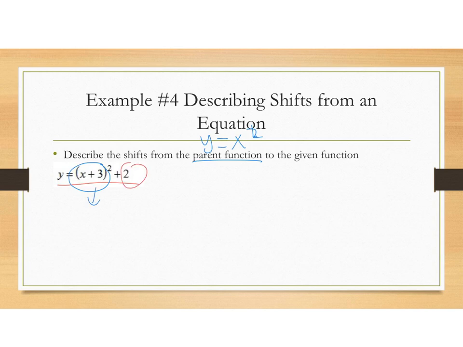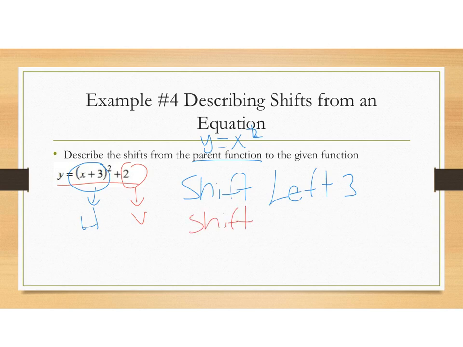The one inside the parenthesis, that's our horizontal shift. And it says x plus 3, so think opposite. That really means it shifts to the left 3. And the plus 2 is our vertical shift. Oops, forgot to write this is our horizontal. And the vertical shift, since it says plus 2, that means we shifted up 2. So we can do it by either graphing both functions and looking, or just look at the equation.